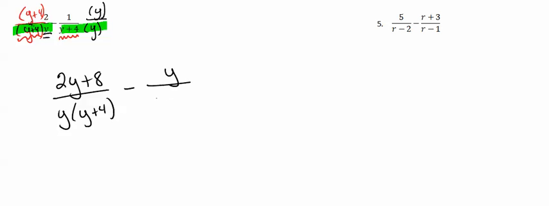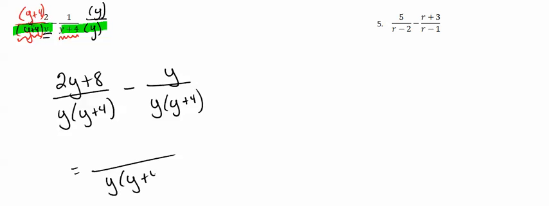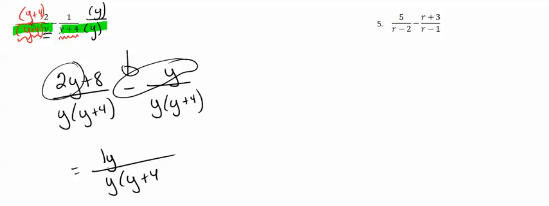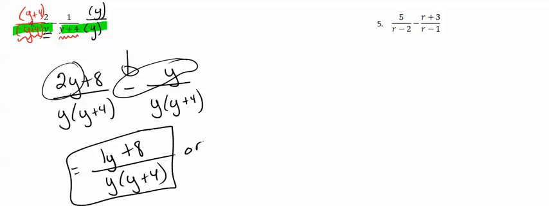I'll have y in my second fraction, and then y times y plus 4. Now I have my LCD, so I'll combine like terms. Y times y plus 4. And then 2y minus y, we got to make sure you distribute that negative, will give me 1y, and then finally plus 8. Now you'll notice that nothing cancels, so we can leave it like this, or you could distribute the denominator. I would accept either answer would be fine.